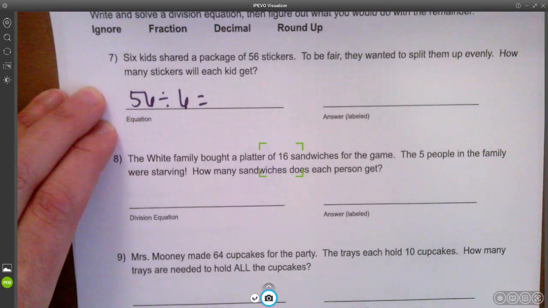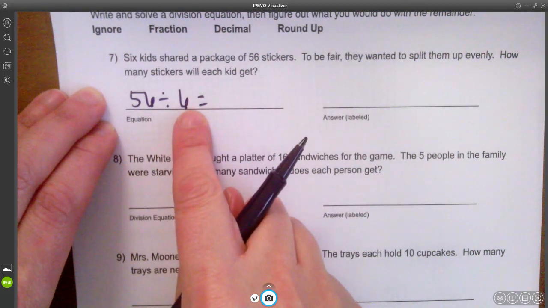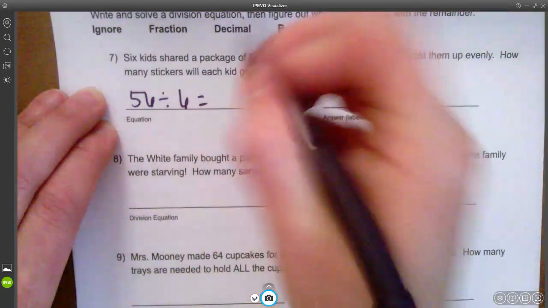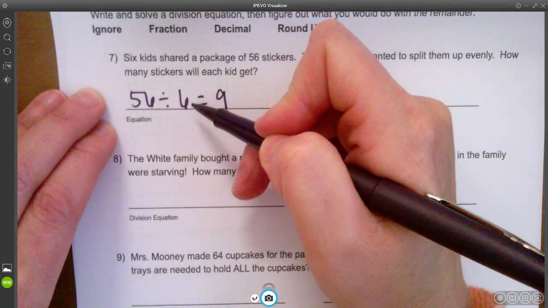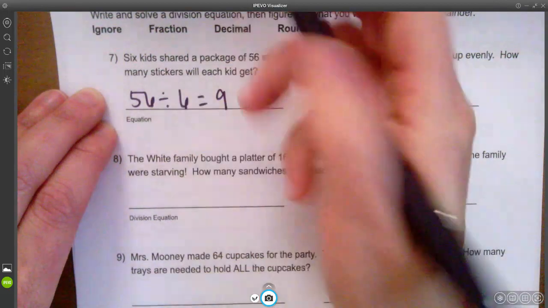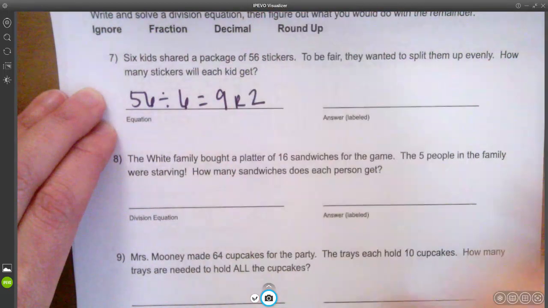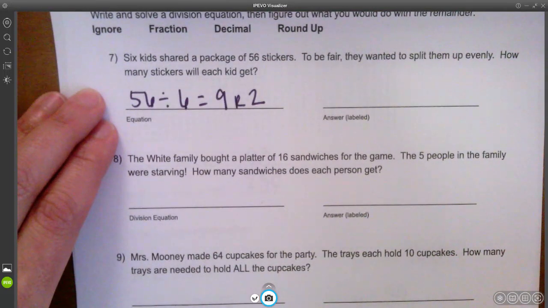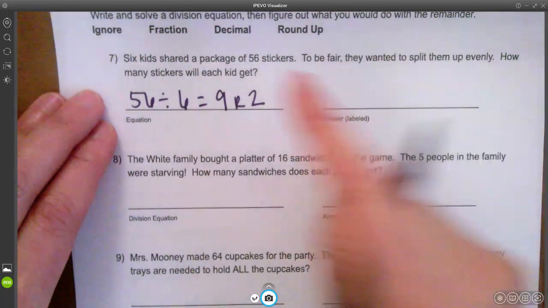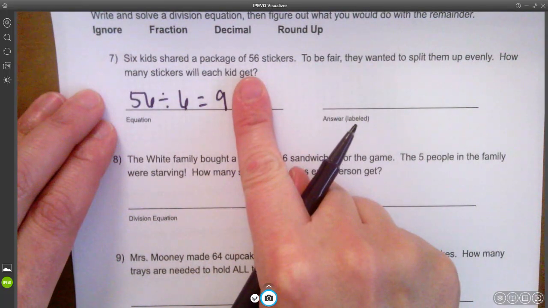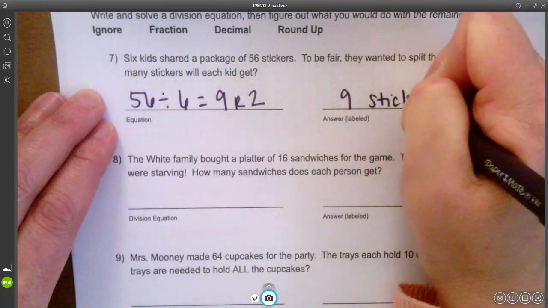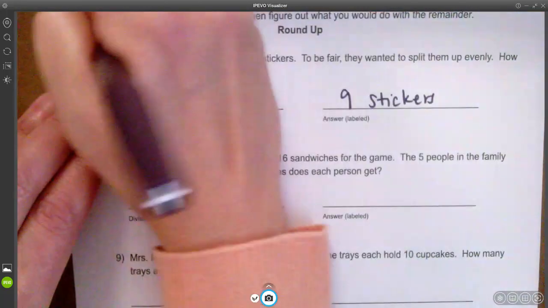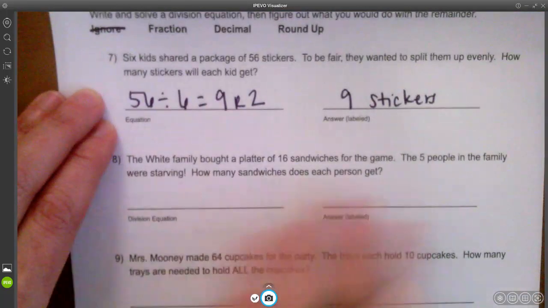Okay. And we need to figure out the answer. So I'm thinking, what times 6 is as close to 56 as possible? And it would be 9. But wait a minute, 9 times 6 is only 54. Count up till you get to 56. It gives us a remainder of 2. Now, I don't think ripping stickers in half is very appropriate. So I would just ignore the remainder and just say everybody gets 9 stickers. So on this one, I would ignore the remainder.